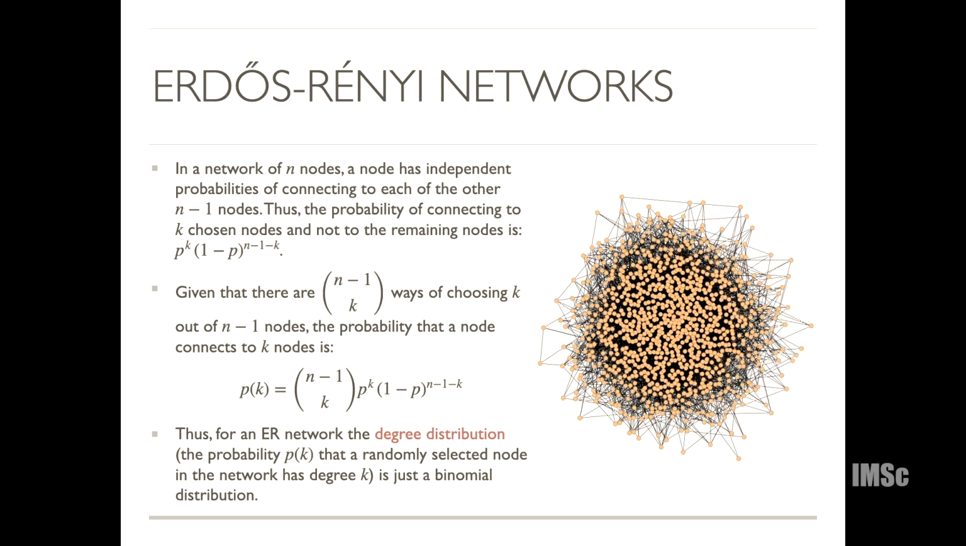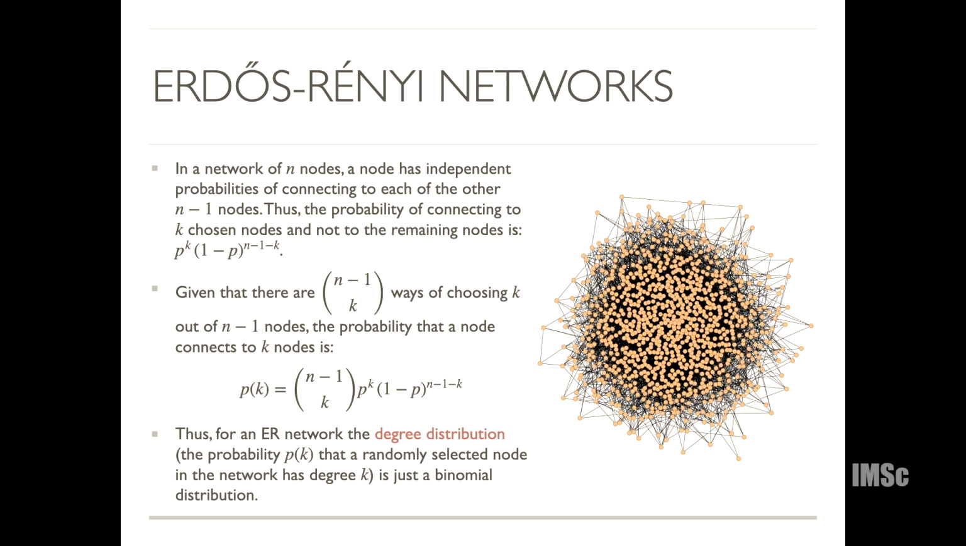You get that, right? So you have independent probabilities of connecting or not connecting to any of the other nodes. So that is basically this. And we also know that there are n minus 1 choose k ways of choosing the k of the n minus 1 nodes, because which of the k nodes are we going to connect to? So that's given by this.